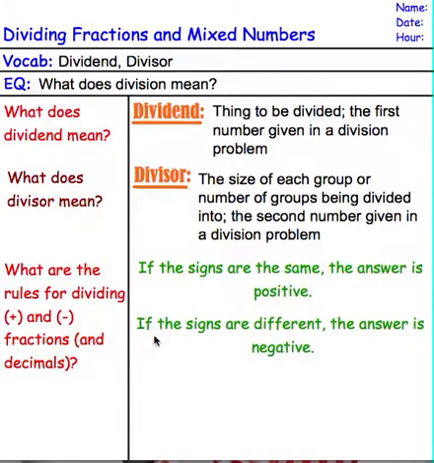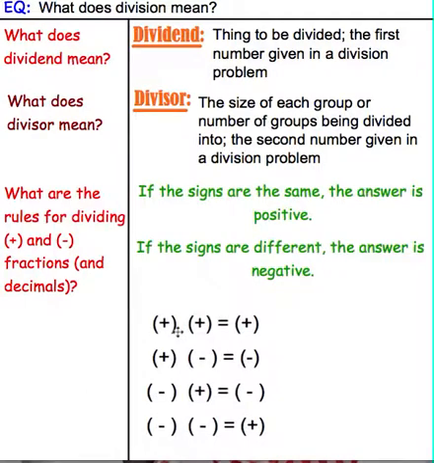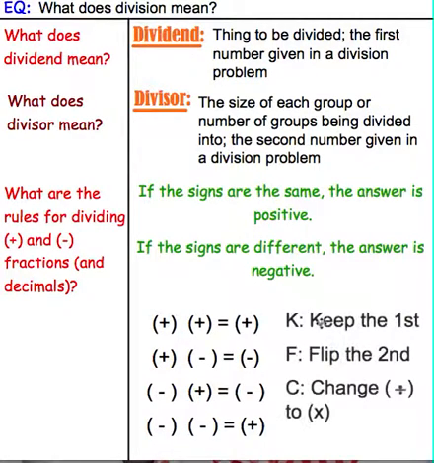So to sum that up, those rules look like this. Positive divided by positive is positive, positive divided by negative is negative, negative divided by positive is negative, negative divided by negative is positive. Now, one of the rules that we're going to end up using is something called KFC, or keep flip change, as many of you probably learned it, meaning keep the first fraction, flip the second or find the reciprocal, and change the division sign to multiplication.